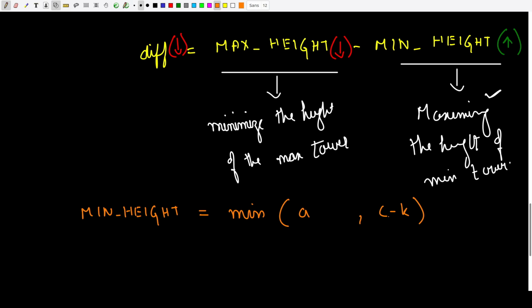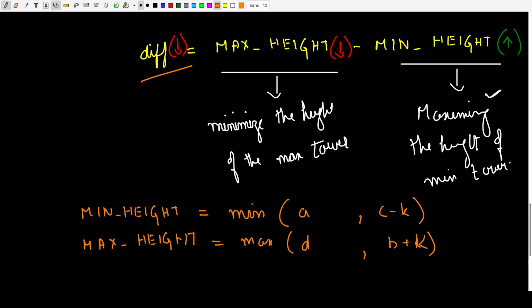By subtracting K from C, it might be possible that this becomes lesser than A. So that is why the difference between these two will give me my minimum height. Similarly, the max height will be given by maximum of D, since D is the tallest tower, comma B plus K. And folks, since we have to manipulate the height of the tower, both A and D have to be manipulated. Now we have an option of either increasing or decreasing the height of tower A and D.